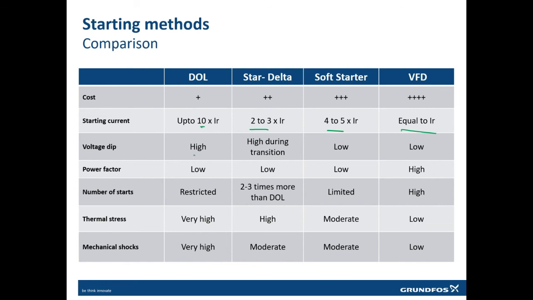Voltage dip is when you start the motor and suddenly there is a voltage dip in the system. It's very high in DOL, in VFD very low. Power factor is very low in DOL. But in VFD, because we have this DC system, we have a high power factor. The higher the power factor, the better for the system. Number of starts and stops is restricted, but in VFD you can have very high starts and stops. With the same motor you can have more than 50 starts and stops if it has a VFD.